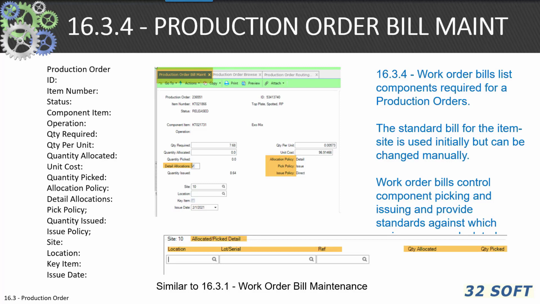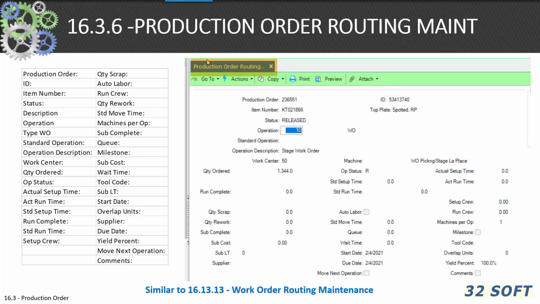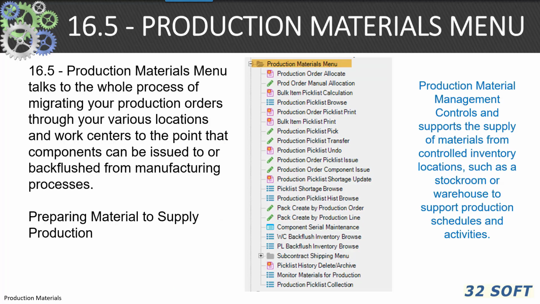16.3.4 is similar to our old 16.3.1 production order maintenance. This lists the components required for production orders, and then you can also use the 16.3.6 production order routing maintenance. This is similar to our old 16.13.13.